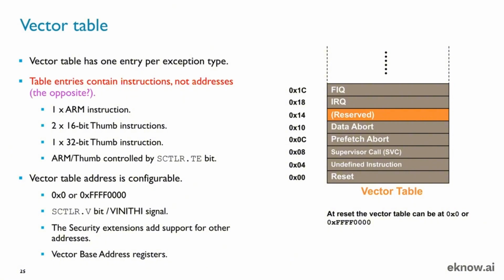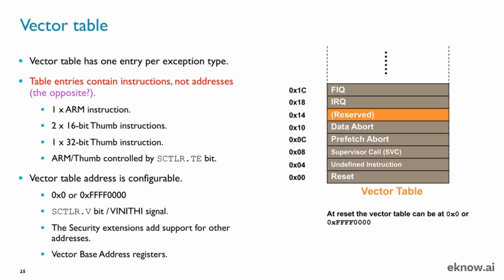This single entry can hold one 32-bit ARM instruction, or if the processor is in thumb state, it could hold two 16-bit thumb instructions or one 32-bit thumb 2 instruction. A special bit, the T bit in the System Control Register, SCTLR, tells the processor whether to interpret the code in the vector table as ARM or thumb instructions.